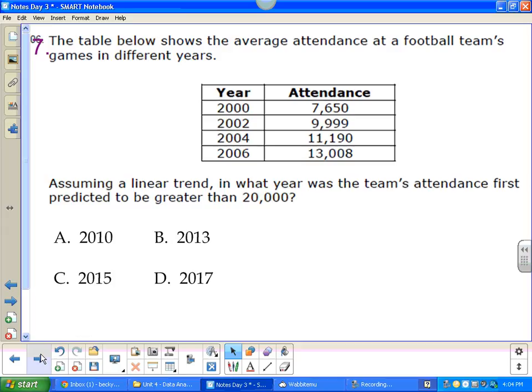The table below shows the average attendance at a football team's games in different years. So in the year 2000, they had 7,650 kids come to the game, but in 06, they're up to 13,000. So it says, assuming a linear trend, in what year was the team's attendance first predicted to be greater than 20,000? So let's pretend that the athletic director says, hey, I'll build you a new stadium if you can pull in 20,000 people. And so the coach wants to know, well, at this rate, at what year am I going to get this new stadium?